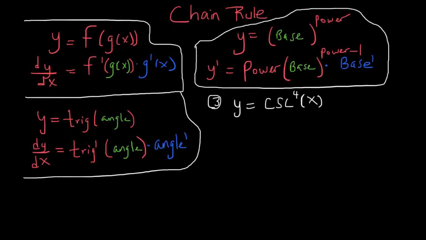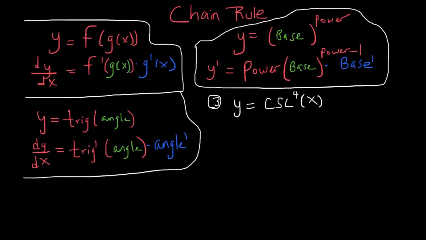Here's another example. y equals cosecant to the fourth power of x. And sometimes students have a hard time trying to figure out, is this example similar to what I see on this rule? So is it like a base raised to a power, or is it a trig function of an angle? Because you do have both things. You have a trig function and you have a power. But the rules ask you to do different things based on what you see.